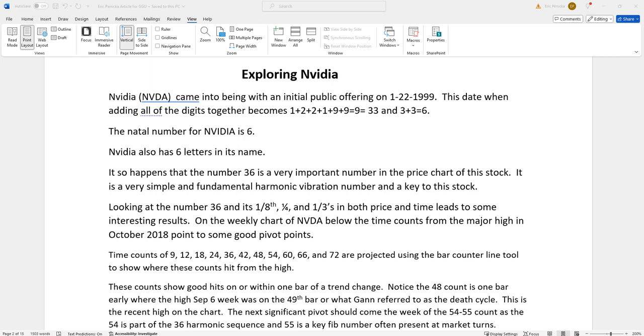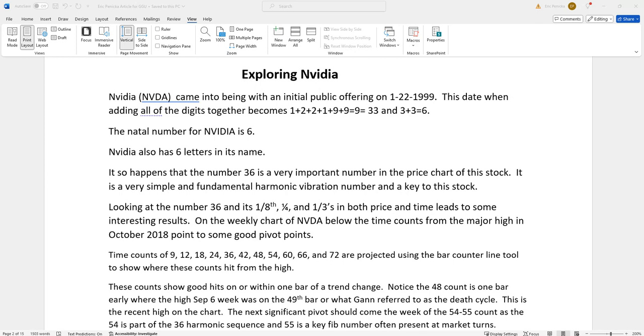I'm going to do a short series on some number vibration, natural number technique. I'm going to look at Nvidia for this example. I did an article on this back in 2018 for Pivot Point Research using the Gann Grids Ultra program. And I'm going to show you how to come up with some natural number vibration based on the natal or the IPO or first trade date, whatever you can find that comes available.